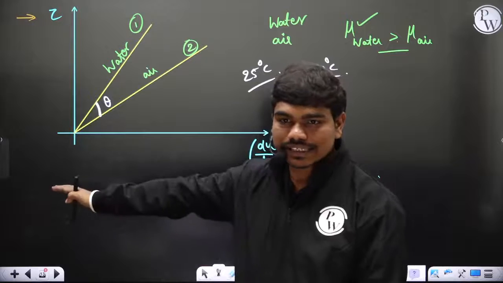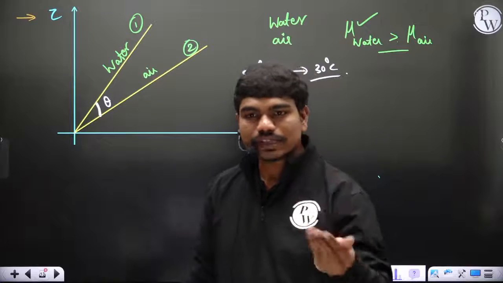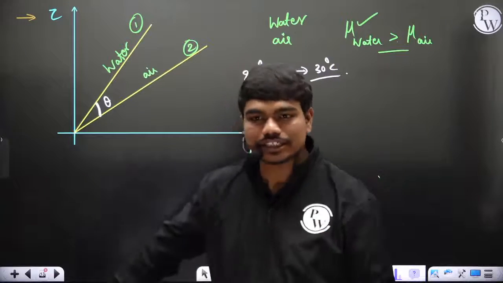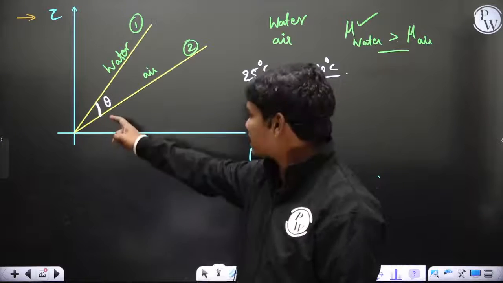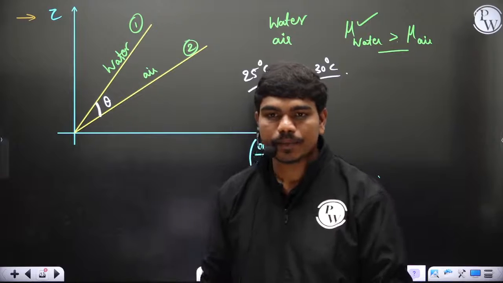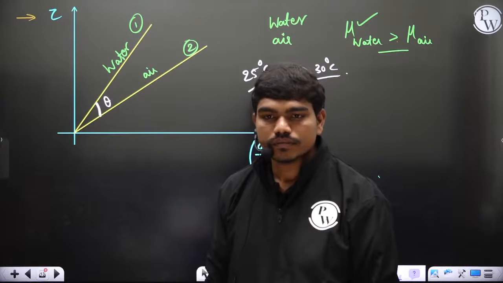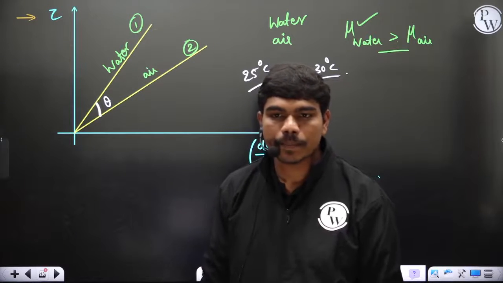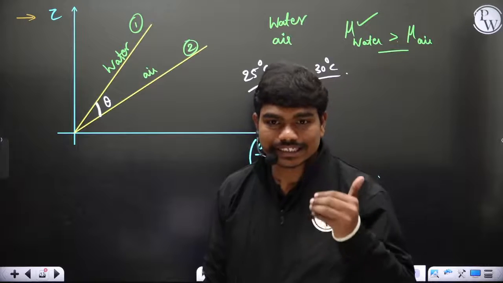Let us suppose this is the graph I have constructed at 25 degrees Celsius. Now let us suppose I have constructed the same graph at 30 degrees Celsius. Then can anyone tell me what happens to this theta in that case? Will theta increase, decrease, or remain the same? Come on, think. This is how you have to think.